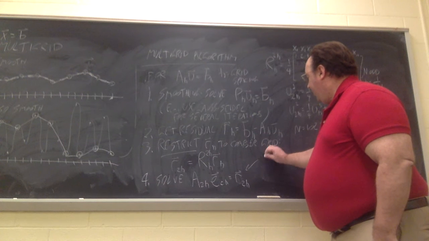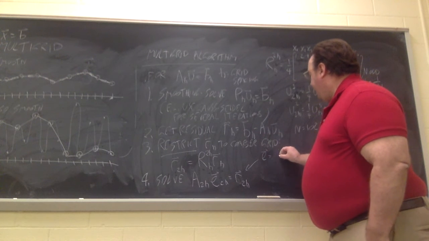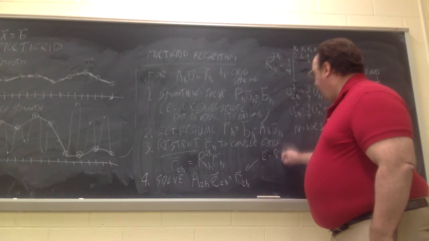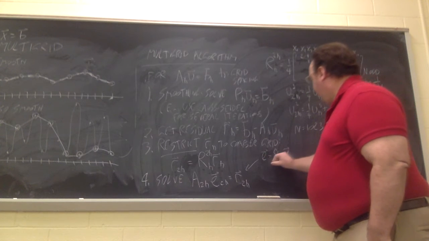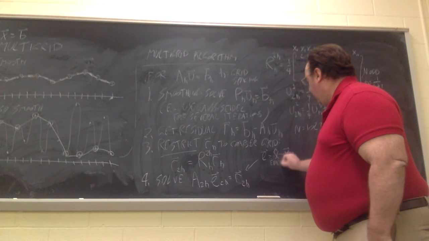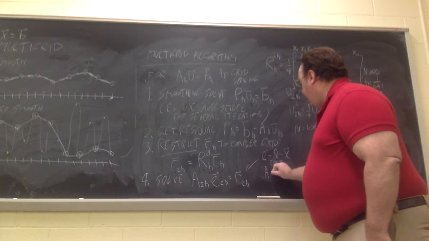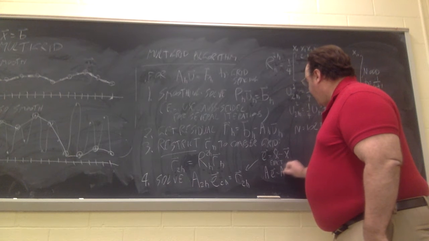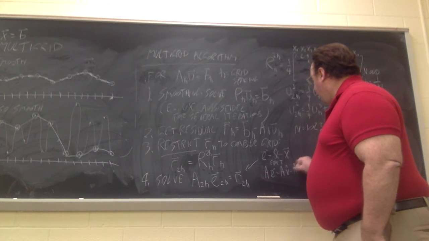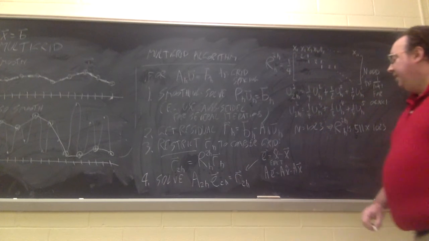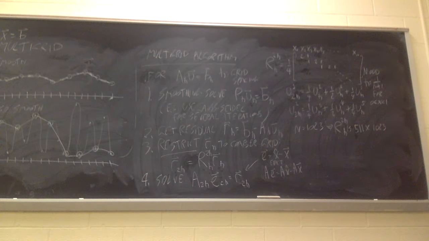If the error is defined to be the exact solution minus the approximate solution, then AE is equal to A times the exact minus A times the approximate. But what is A times the exact solution?